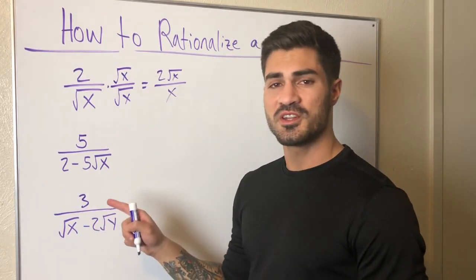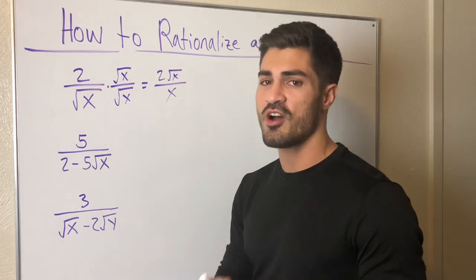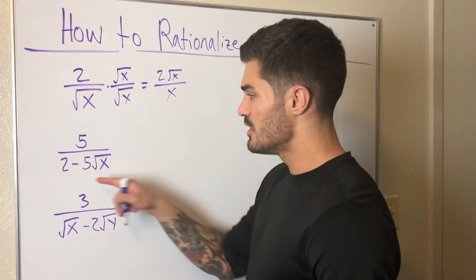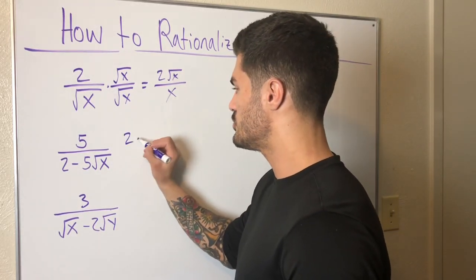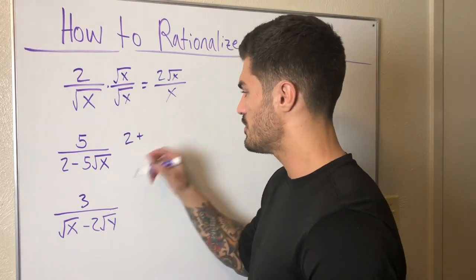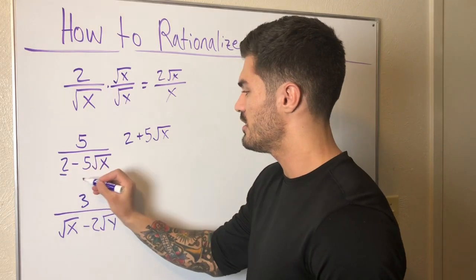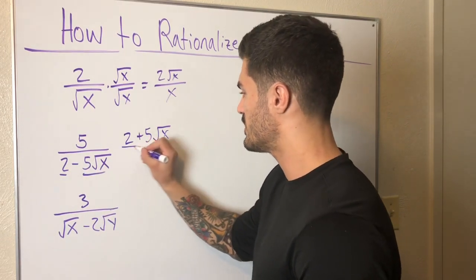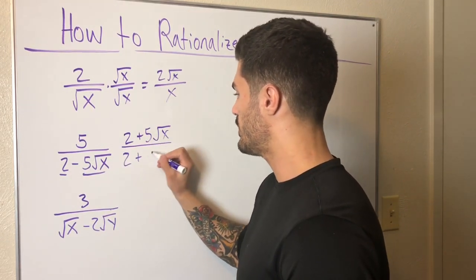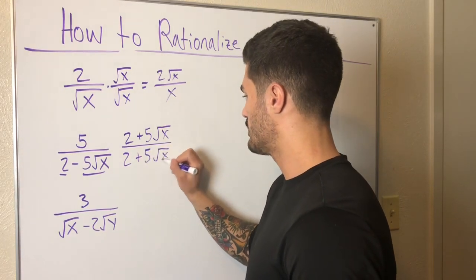So let's move on to this one. I see two terms in the denominator, so what jumps out to me is conjugate, right? We're going to use the conjugate. So basically what I'm going to do is multiply by 2 plus 5 root x. All I do is I change the sign. I keep everything here and here the same. I just change the sign, over 2 plus 5 root x.